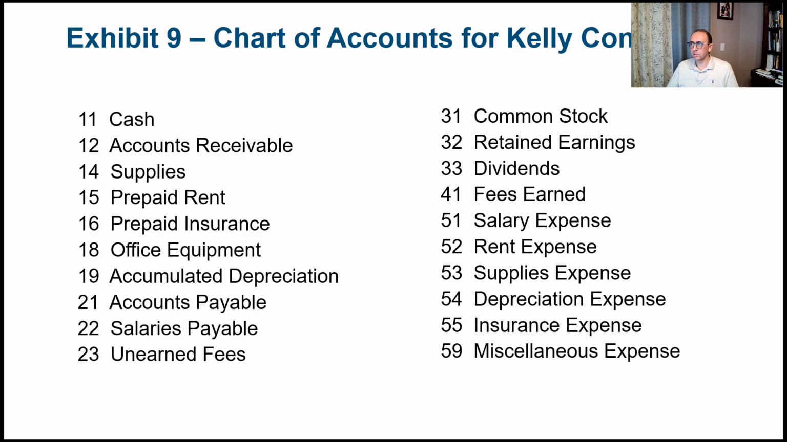So here we have a list of the accounts based on the chart of accounts for Kelly Consulting Business, and you can see here all the assets. They start with the code 1, and they have this listing 1, 2, 4, 5, 6, 8, and 9, and then all liabilities start with the code 2. Equity starts with the code 3, revenues 4, and then all the expenses 5.